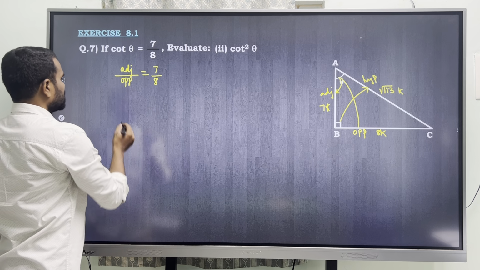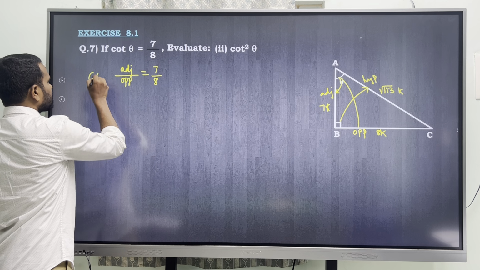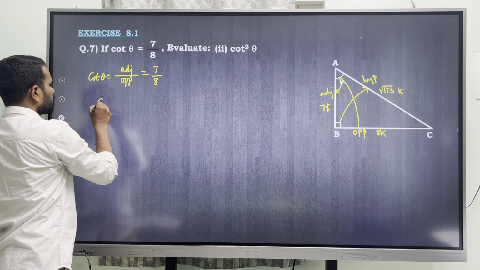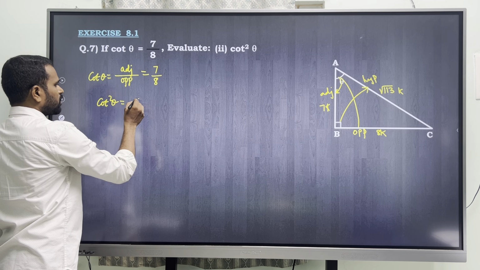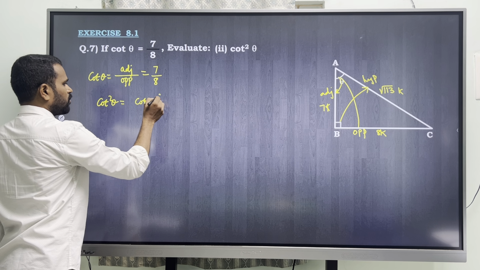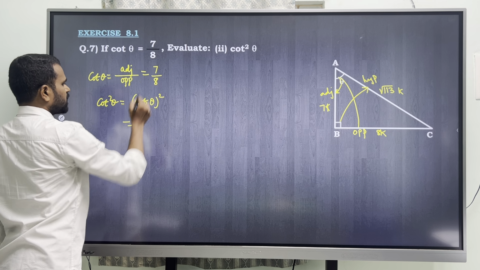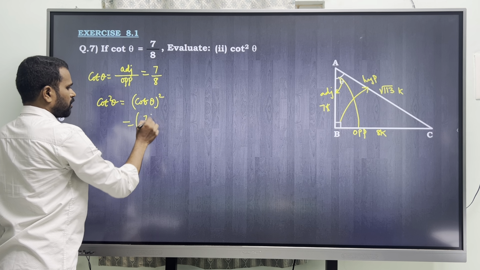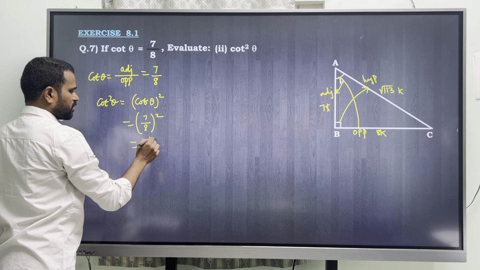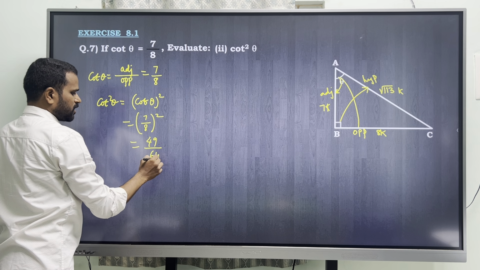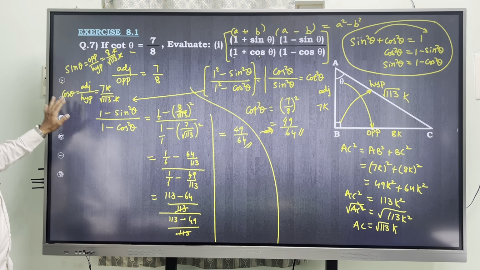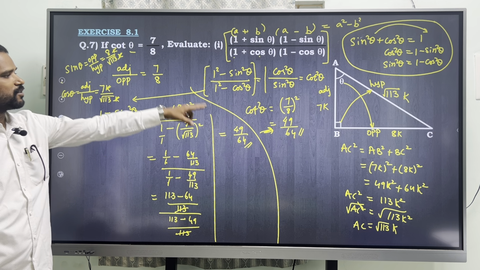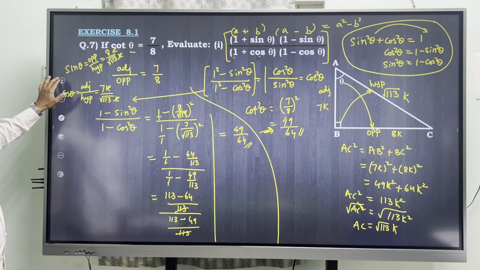Cot square theta, see, this is cot theta. So cot square theta is equal to what? Cot theta whole square. So cot theta is 7 by 8 whole square. 7 sevens are 49, 8 eights are 64. Okay, he just wanted to show you that this is also equal to cot square theta, understand.